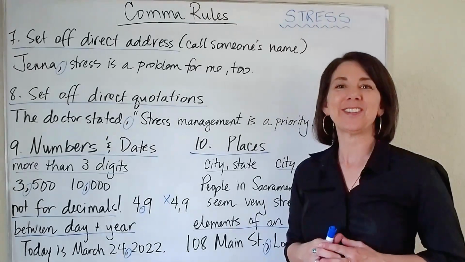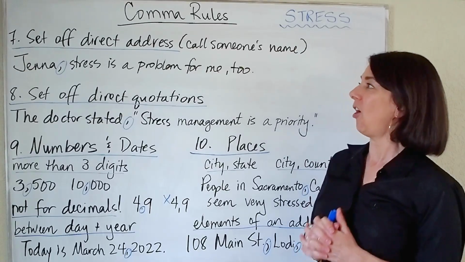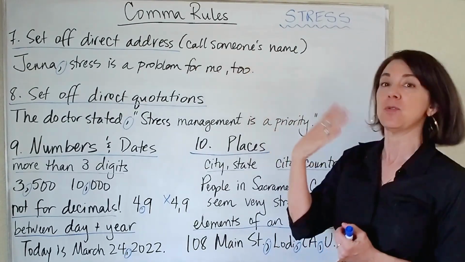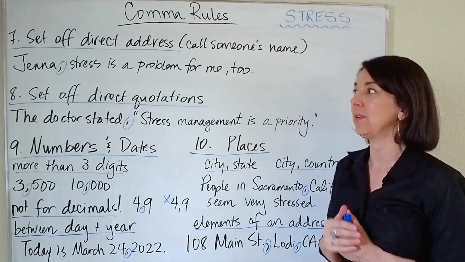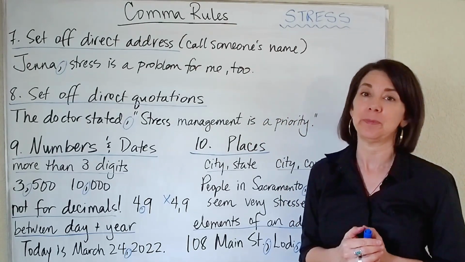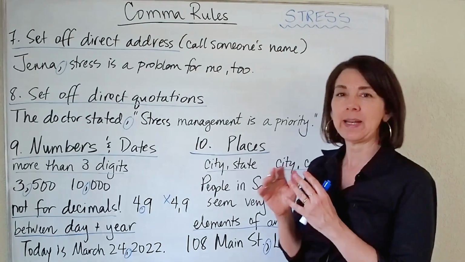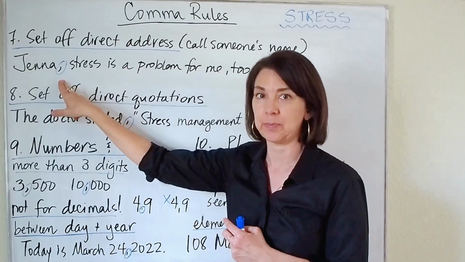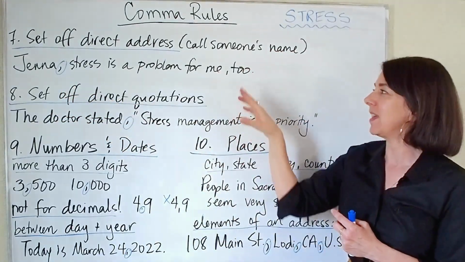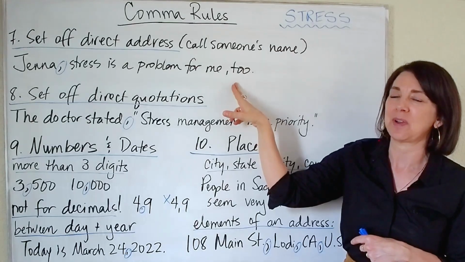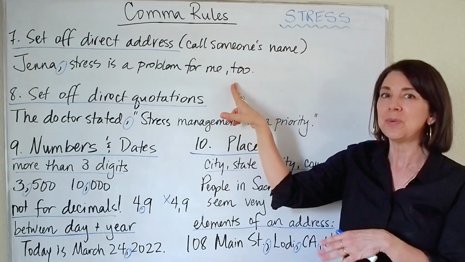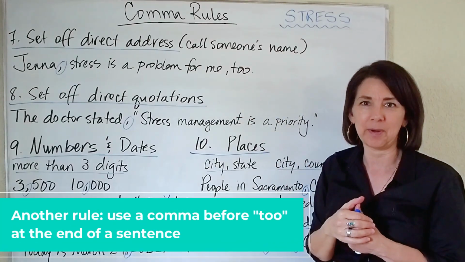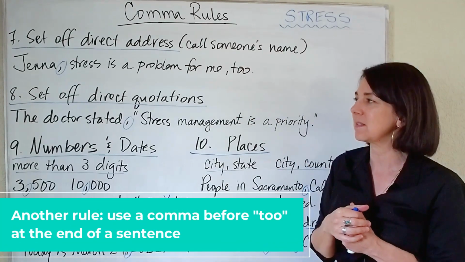Moving on to rule number 7, to set off a direct address. What does that mean? A direct address is when you call someone's name. For example, Jenna, stress is a problem for me too. So if you're writing an email or you're using this in writing, you're going to use a comma after the person's name. Notice that this is also an example of how we use a comma before the word too. That's a separate rule that I didn't include in today's video, but we always use a comma before too at the end of a sentence.